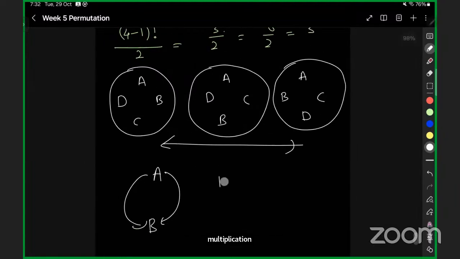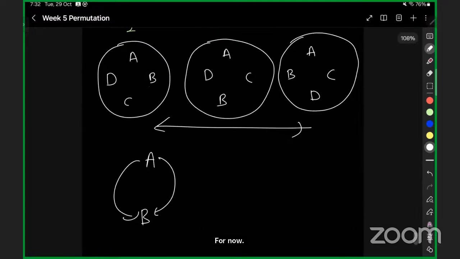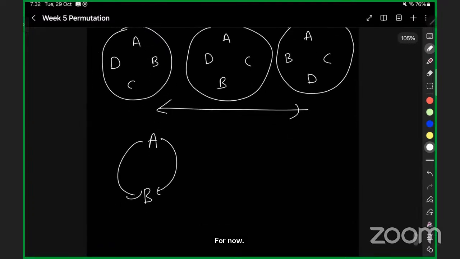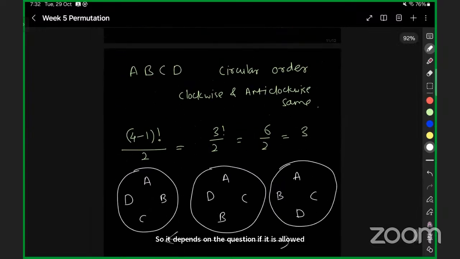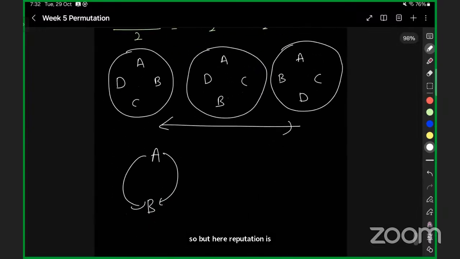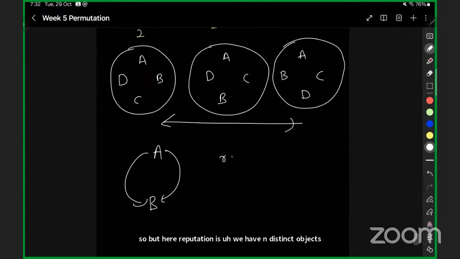Okay, sir. And my another doubt was, sir, can we assume that repetition is allowed in such circular cases, sir? Repetition allowed or not, it depends on the question. But here we have n distinct objects, so we don't have repetitions. No, repetition is not allowed.